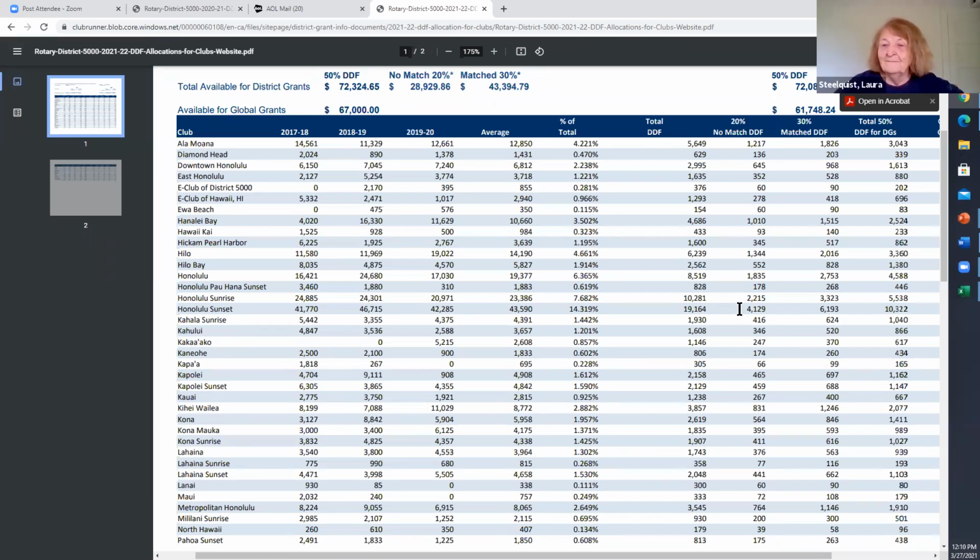Yep. Well, going back to the district grants, Arjun, this spreadsheet is for next year, 21-22. And so you see how it goes with the match and the no match? Yeah. Okay, so you got it? Yeah, I got it. That's in the district website too, right?